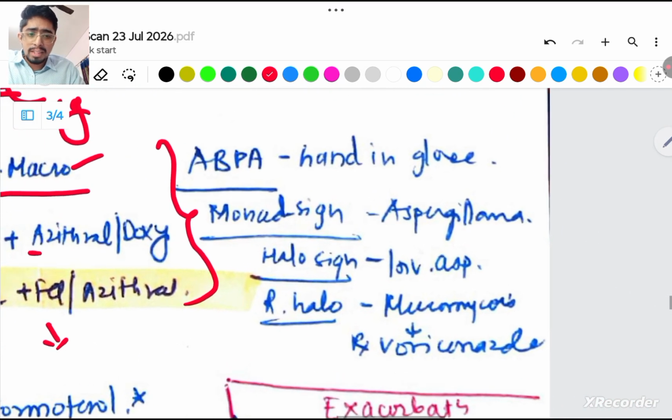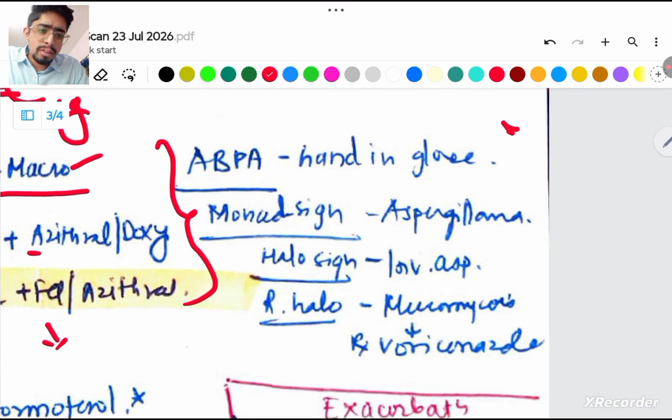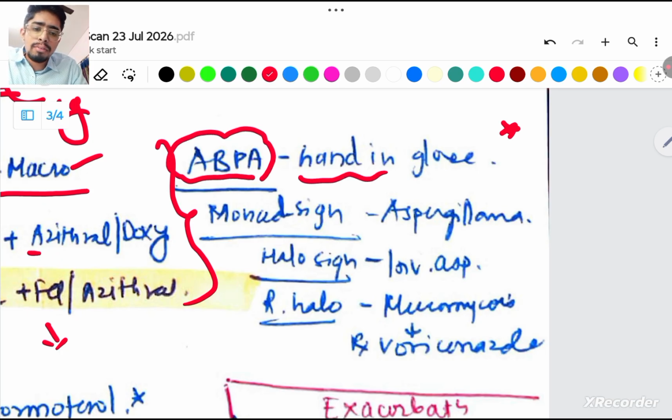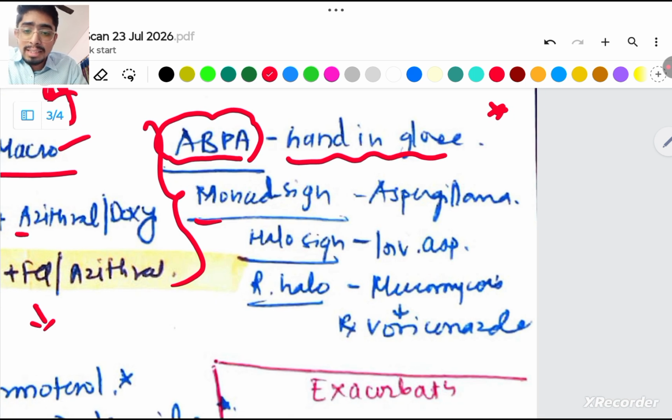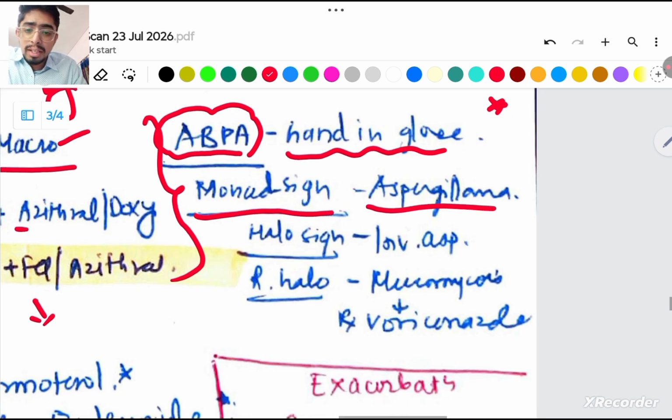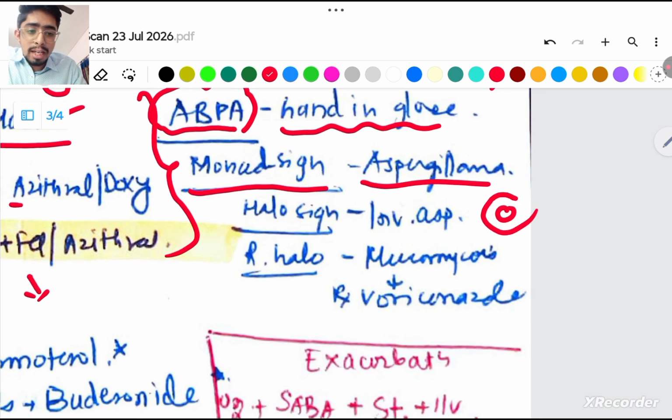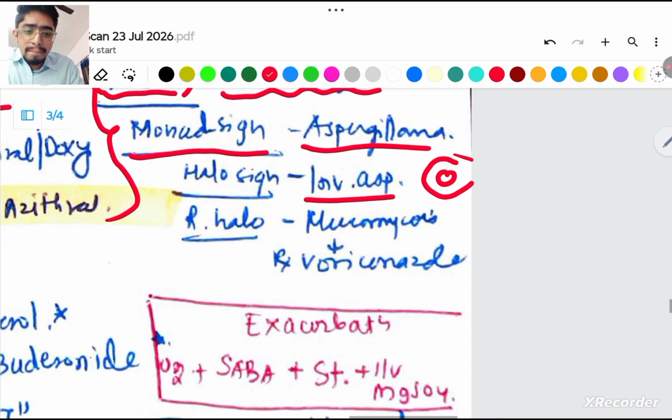Now some one liners for important diseases. Now ABPA, what is ABPA? It is allergic bronchopulmonary aspergillosis, which has a hand and glove type of appearance. You have the monad sign in aspergilloma. You have a halo sign in invasive type of aspergillosis. You have a reverse halo sign in mucormycosis. Very important question. Mucormycosis you treat by voriconazole.